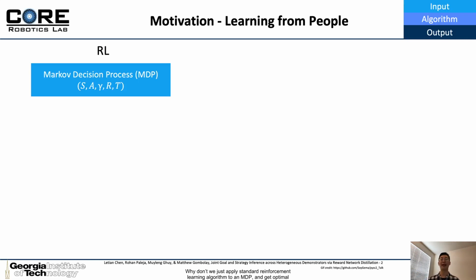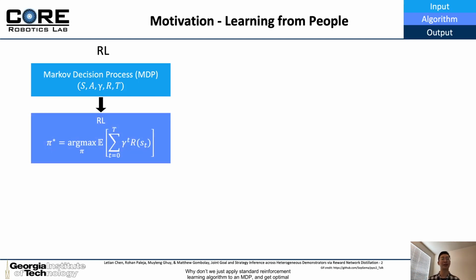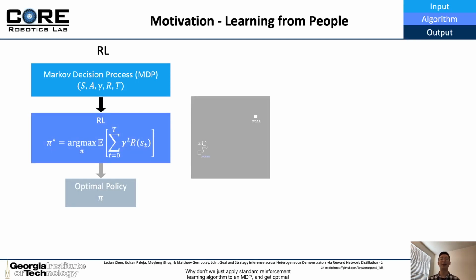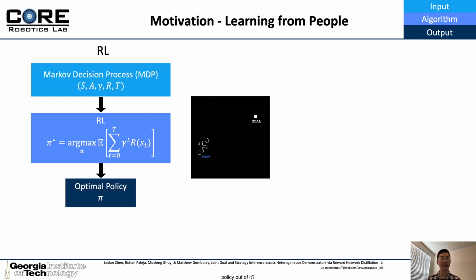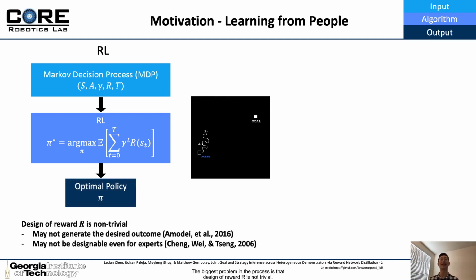First of all, why do we need to learn from demonstration? Why don't we just apply standard reinforcement learning algorithms to an MDP and get the optimal policy out of it? The biggest problem in the process is that the design of reward R is not trivial. Previous studies have shown that the designed R may not generate the desired outcome. It may not even be possible for experts to design a reward function, despite the fact that they could give demonstrations.